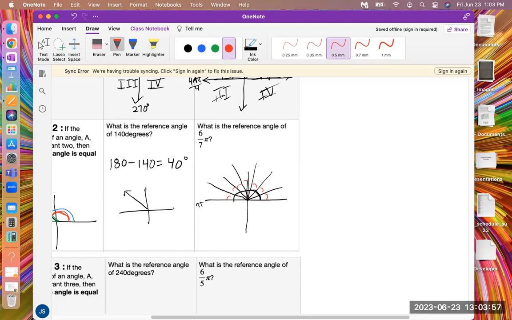Halfway around the circle got cut into 7 different pieces. Those are sevenths. Each one is a seventh, and this is pi over 7. That's 2 pi over 7. That's 3 pi over 7. And that's 4 pi over 7. And that's 5 pi over 7. And this would be 6 pi over 7, and this is 7 pi over 7, which would reduce to pi. So that happens to be the angle that we're looking for, 6 pi over 7.